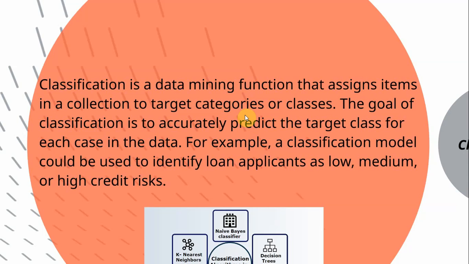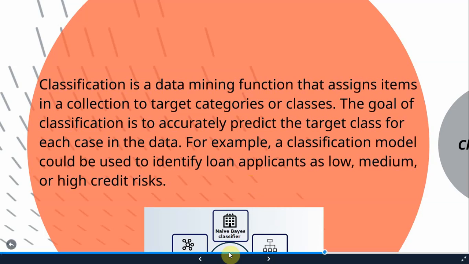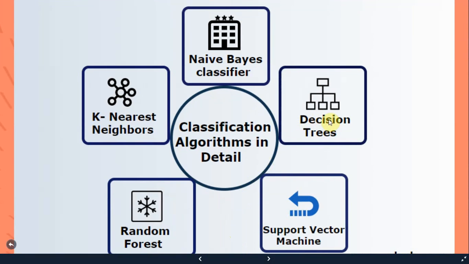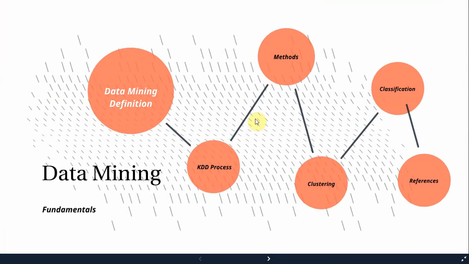A classification model could be used to identify loan applicants, like whether giving a loan to a person is low risk, medium risk, or high risk. There are different methods for the classification process also, which can be divided into categories like decision tree, naive Bayes classifiers, k-nearest neighbor, random forest, and the support vector machine. Again we will be discussing them in detail in our later lectures.